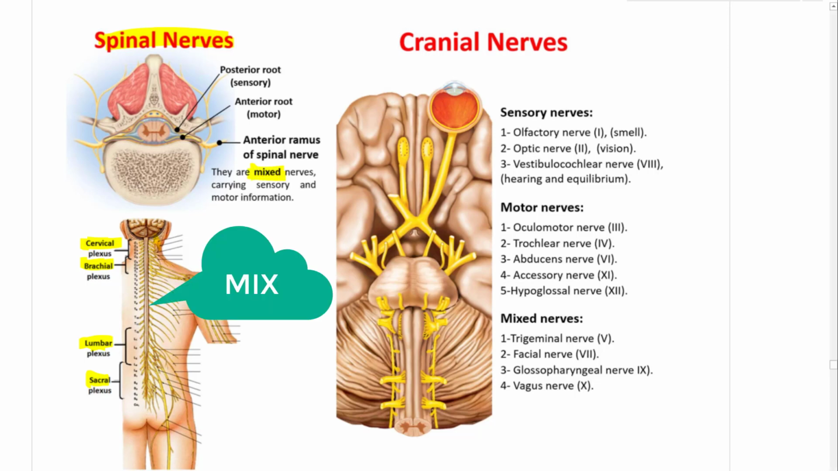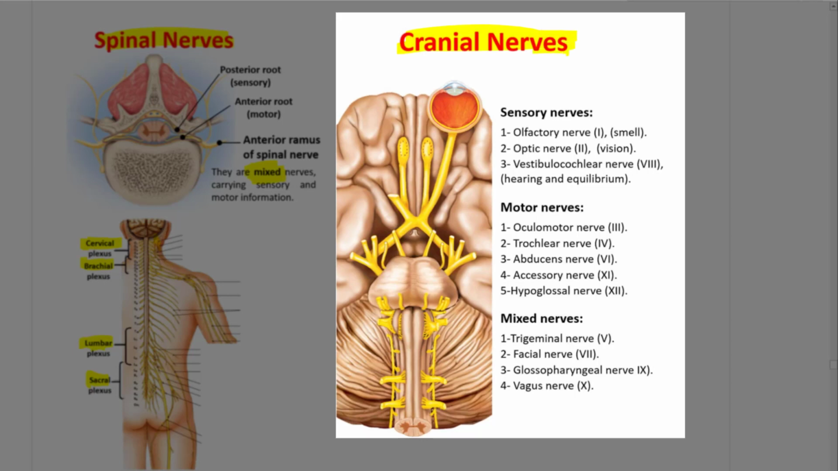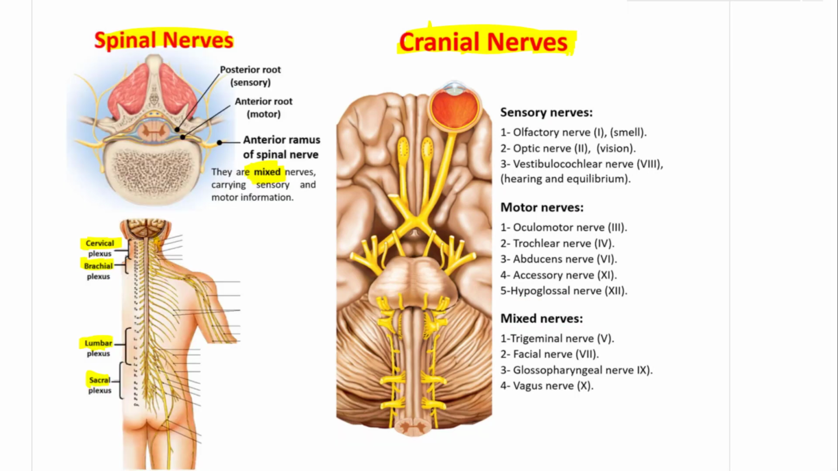Mixed nerve. Okay? Well, the cranial nerves are found within the cranium, and they can be what? Sensory, motor, or mixed. Both. If they're mixed, they carry both sensory and motor information. And you have all the nerves right here.